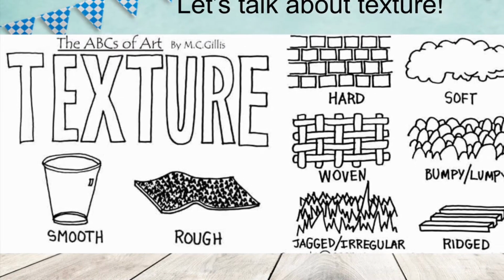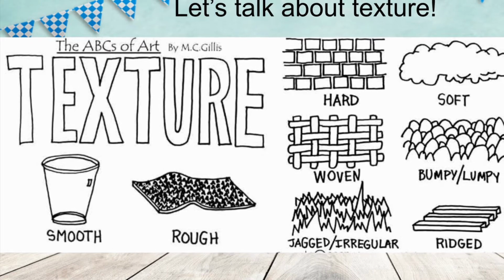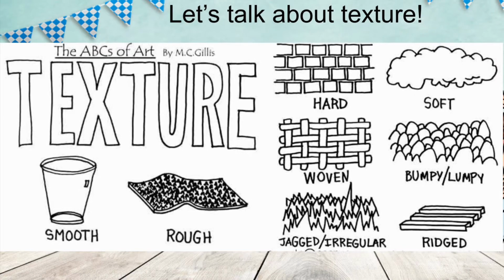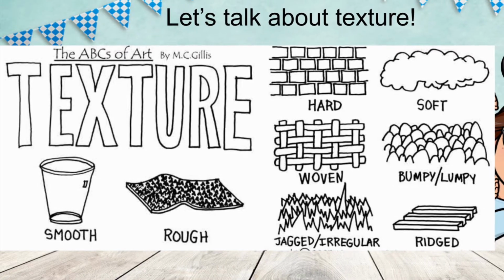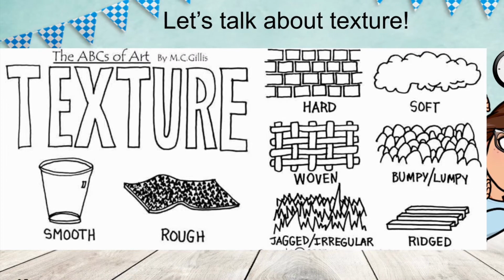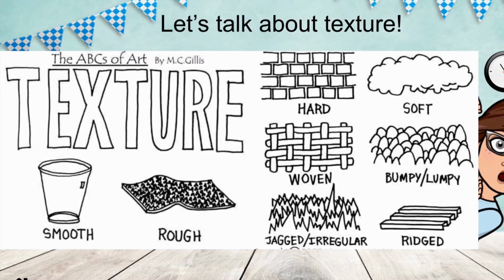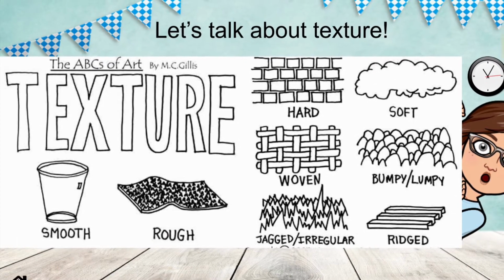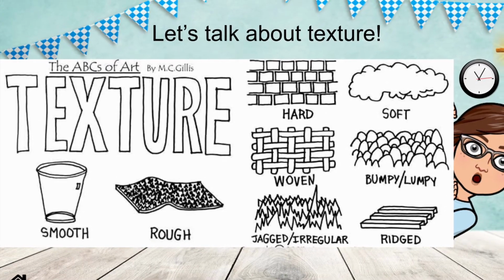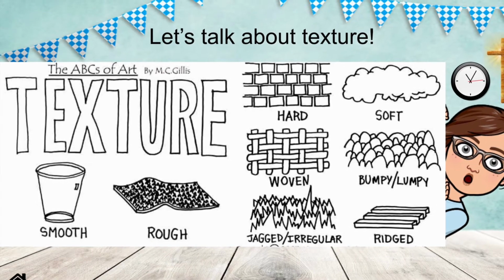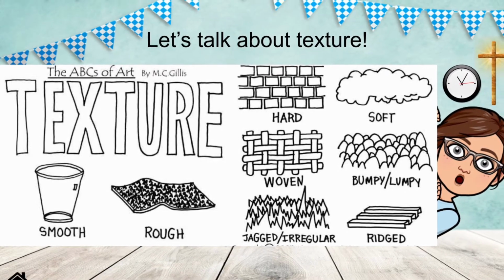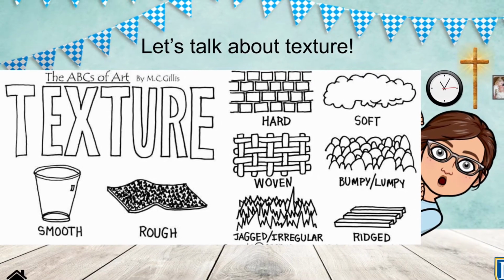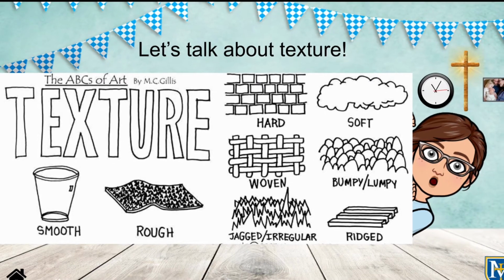In these illustrations by M.C. Gillis, you can see different ways that the artist drew specific feelings. There's a brick wall that shows something hard. There's a cloud or a bit of cotton for soft. We have bumpy, lumpy, rigid, woven, jagged, and irregular, as well as others. Let's see what you can do to your illustrations today to include texture. You have to include at least 4 different types of texture, 4 different ways that you think it would show a feeling.